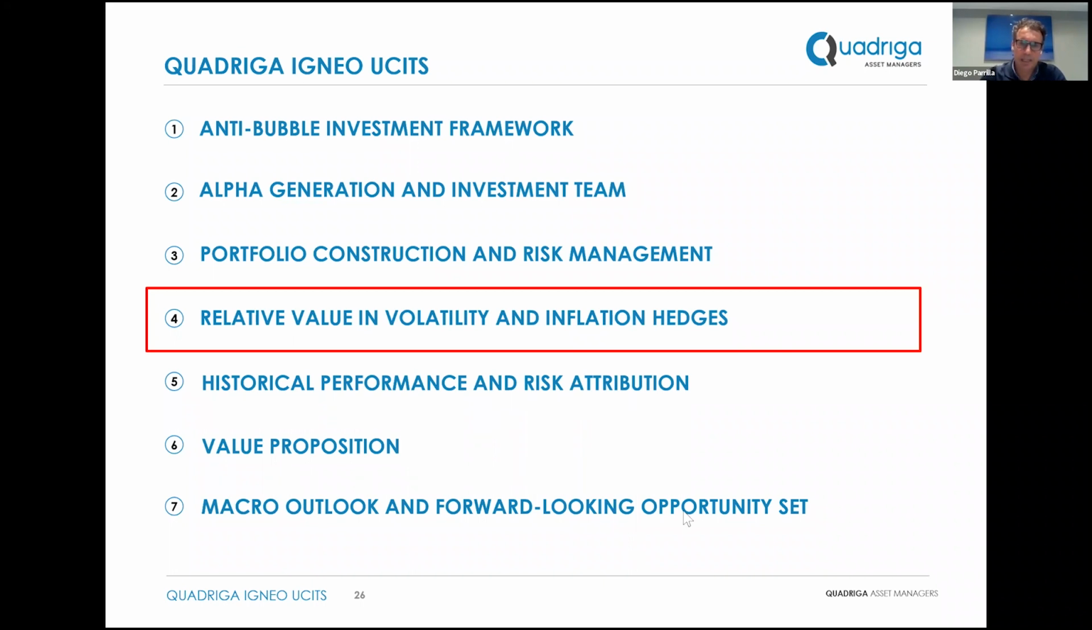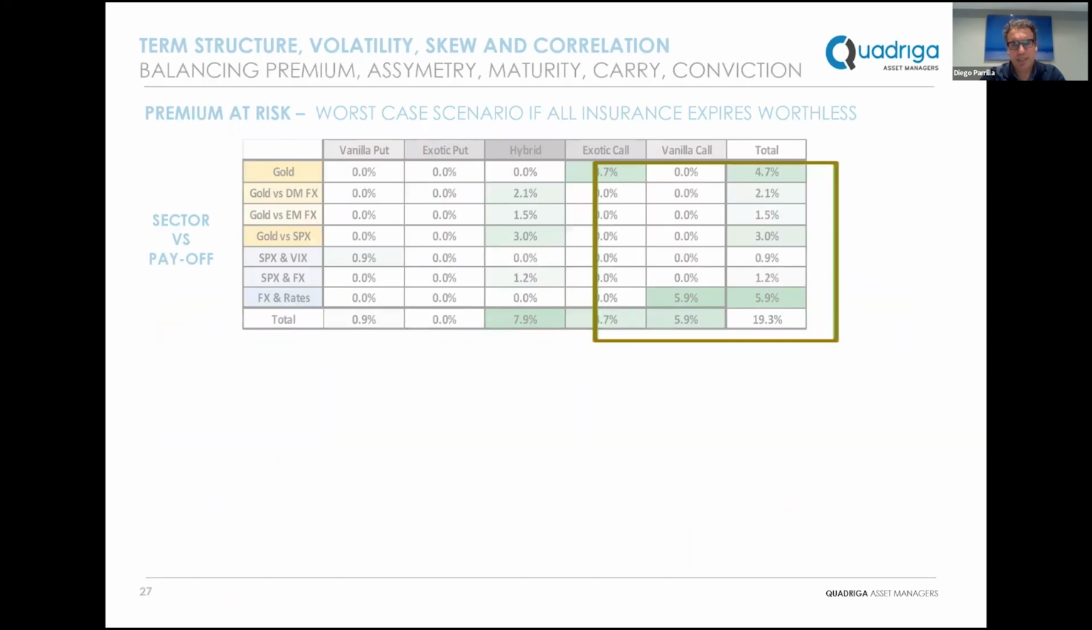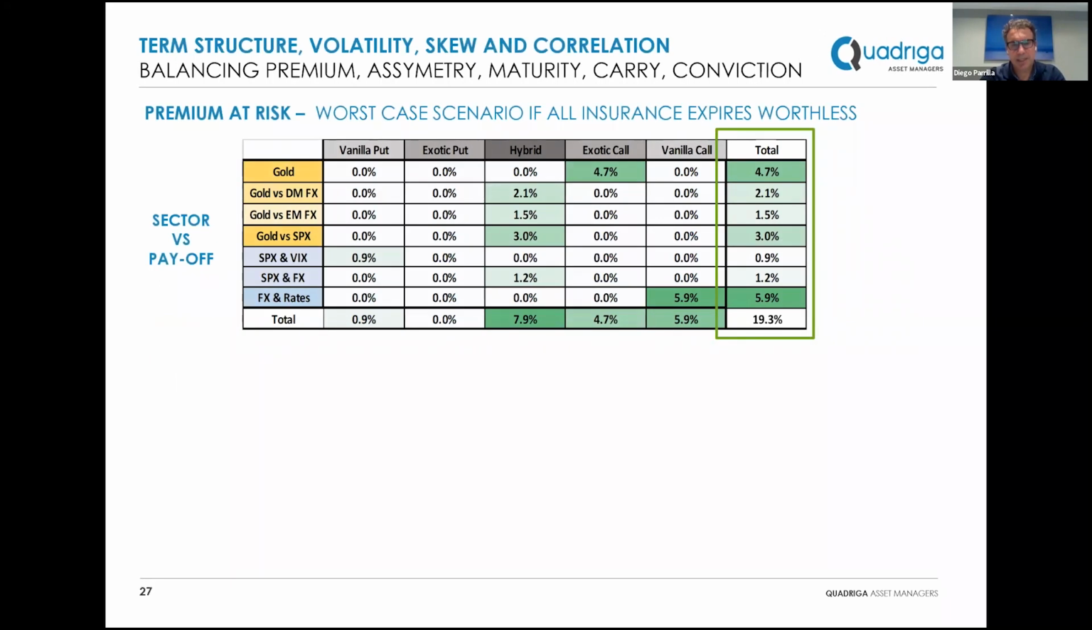We're moving on to the next section, where we're going to be discussing relative value across volatility and inflation hedges. Starting with the summary table from the previous section, we see that the strategy currently has about 19.3% of its capital invested in options, which are spread out through different times, but also through different underlyings and payoffs.